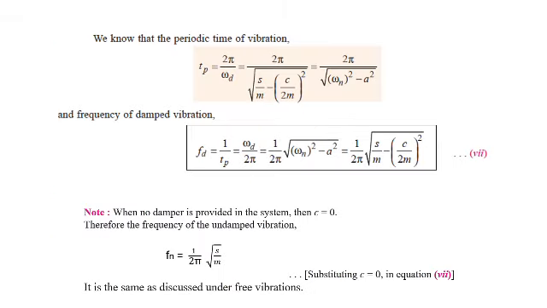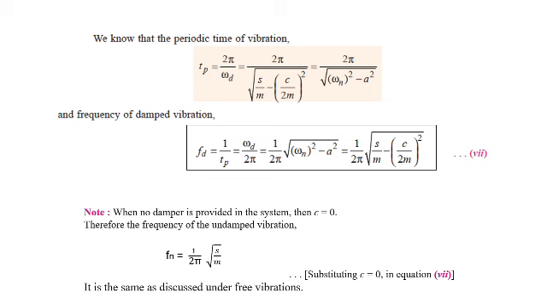Now if this is omega d, the circular damped natural frequency, then we know that the periodic time of vibration, time period Tp, is equal to twice pi upon omega d, which is equal to twice pi upon square root of (s by m minus (c by twice m) square), which is equal to twice pi upon square root of omega n square minus a square.